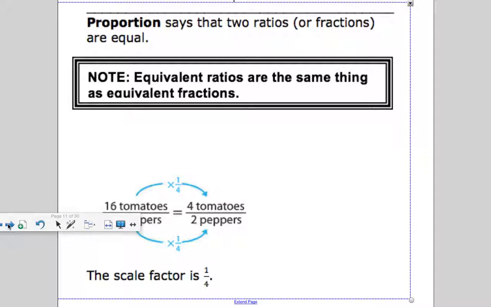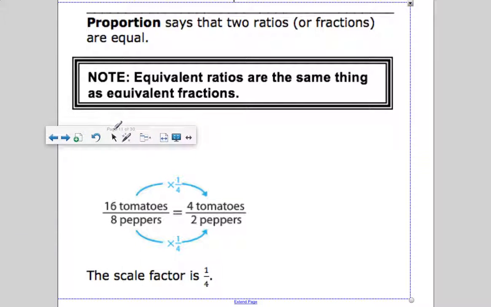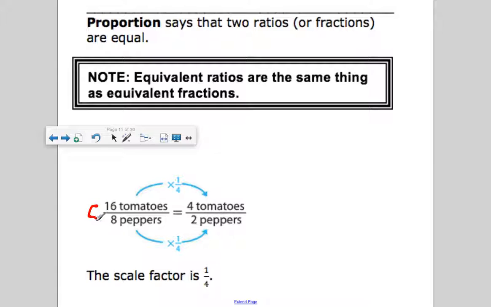These fractions are equivalent. So for example, someone has 16 tomatoes for every 8 peppers. Is 4 tomatoes to 2 peppers equivalent? So I could multiply by 1/4 for those who like multiplying by fractions. 8 times 1/4 is 2. 16 times 1/4 is 4. So they are equivalent. Or I could divide by 4. Or remember, I could have done the within.